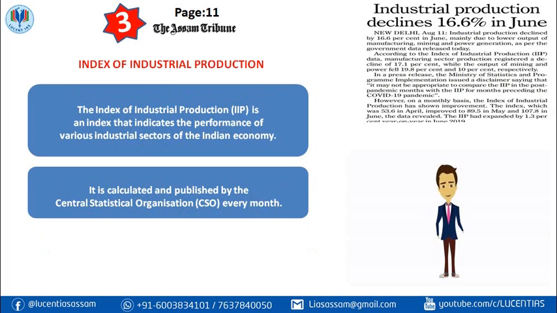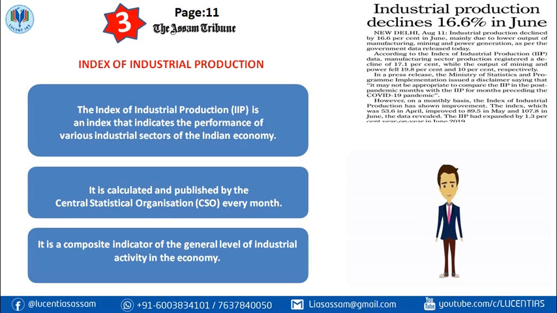Number 3. Index of Industrial Production. The Index of Industrial Production (IIP) is an index that indicates the performance of various industrial sectors of the Indian economy. It is calculated and published by the Central Statistical Organization every month. It is a composite indicator of the general level of industrial activity in the economy.